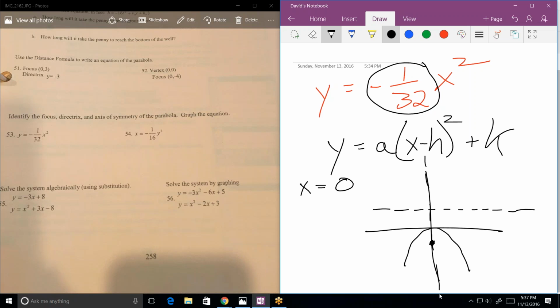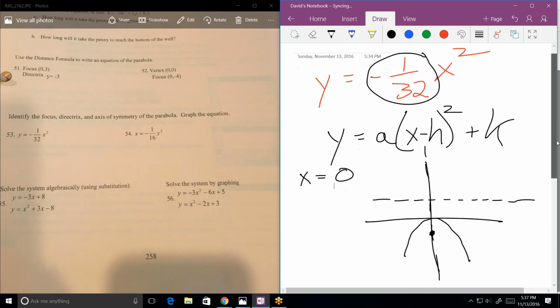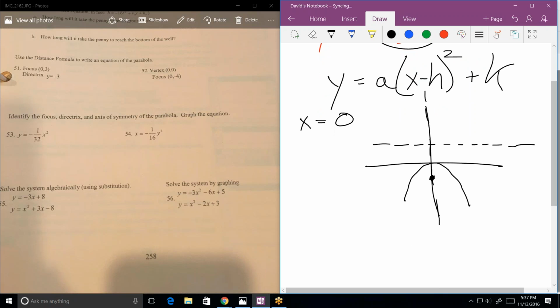Now, what we need to know is the relationship between A and P. P being the distance from the vertex to the focus. In other words, P is this distance right there, from there to there. Same distance as from the vertex to the directrix.